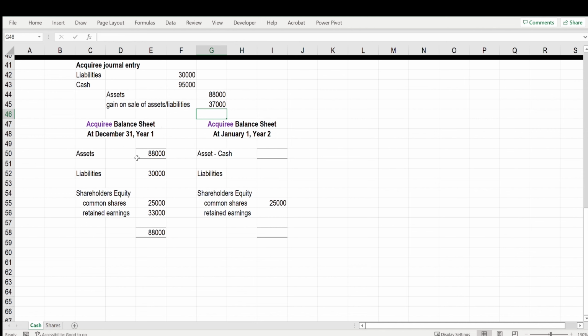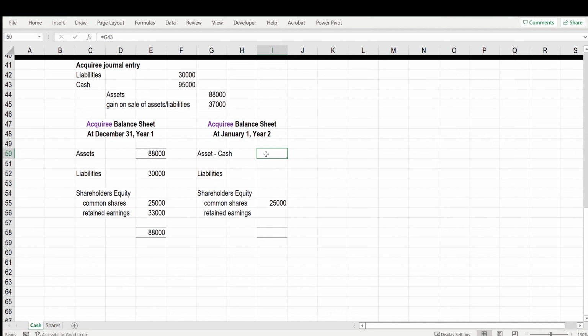So we looked at the acquiree balance sheet. Cookie had assets of 88,000, liabilities of 30,000, and their common shares were 25,000, and the retained earnings were 33,000, to equal 88,000 for liabilities plus shareholders' equity. Now we want to see what the acquiree, or the Cookie Company's, balance sheet would be at January 1st, year 2, after the acquisition has occurred.